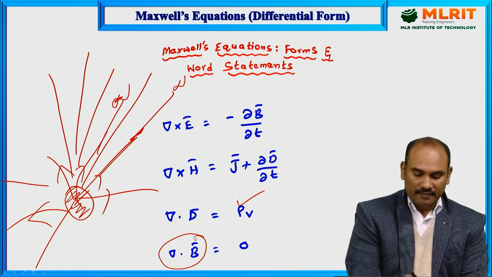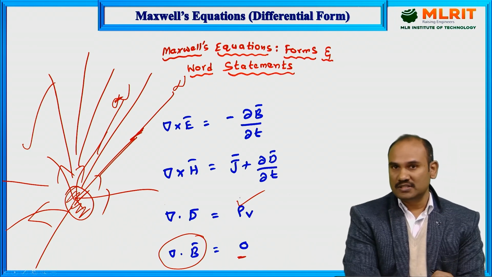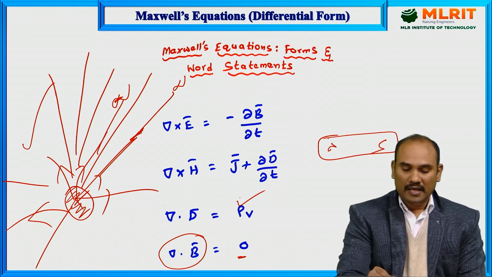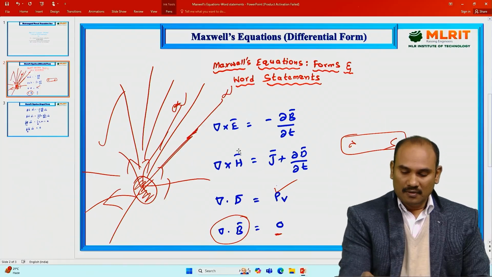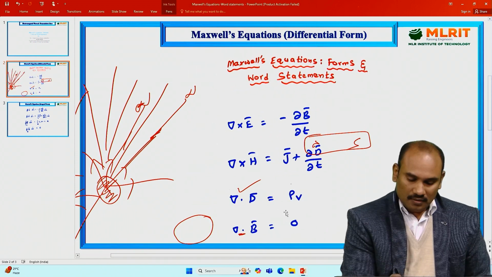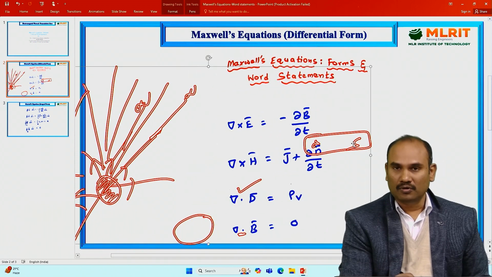Then why is del dot B equal to 0 here? Similar to electric lines of force, magnetic lines of force do not diverge. See, if you have a magnet here, north pole, south pole, a line of force starting at the north pole will end at the south pole, and inside the magnet it goes from south to north.